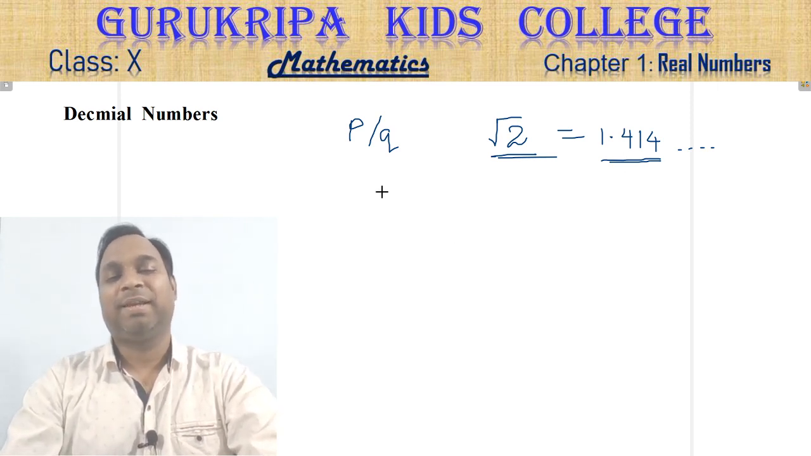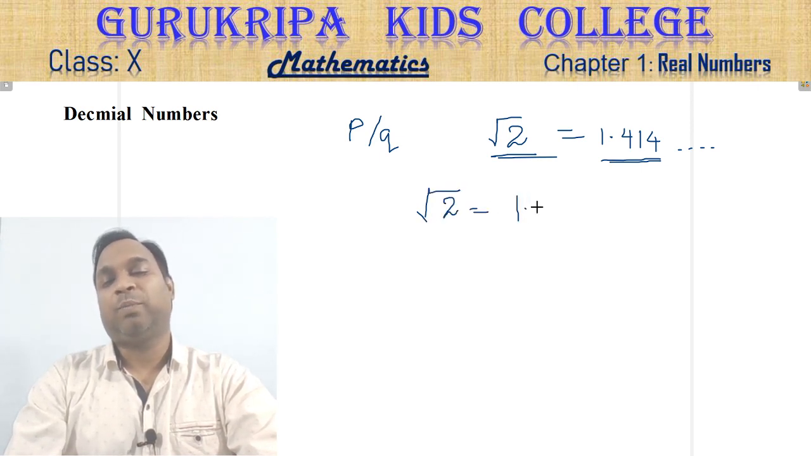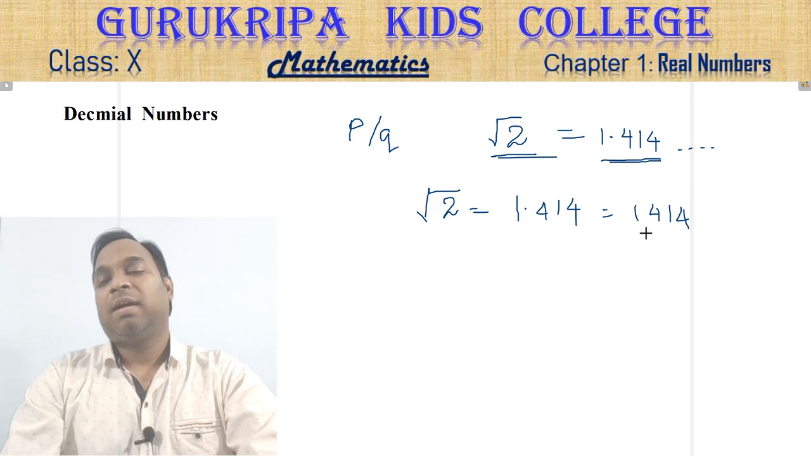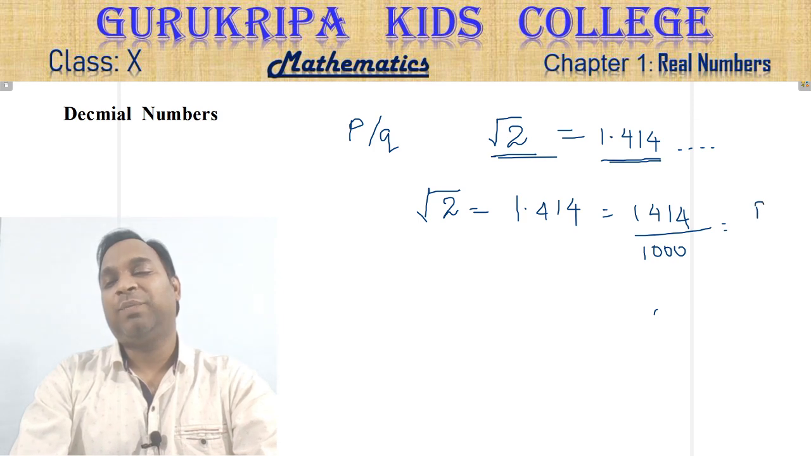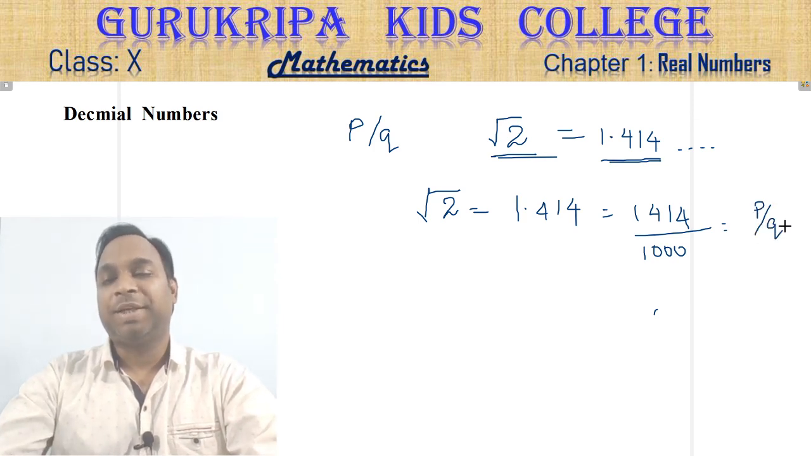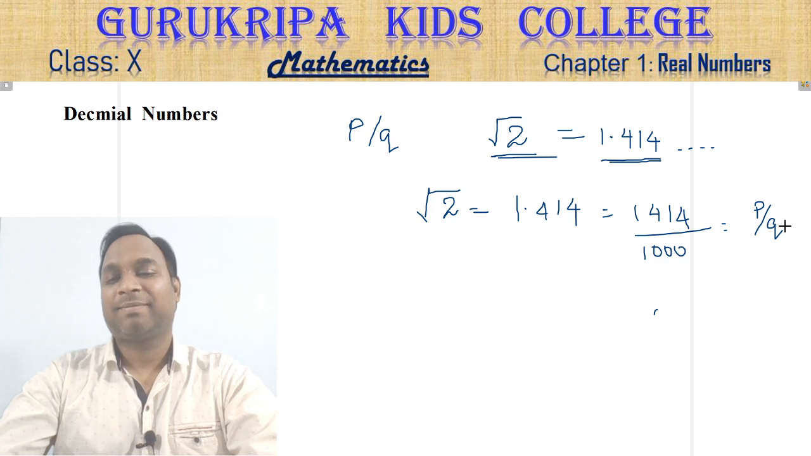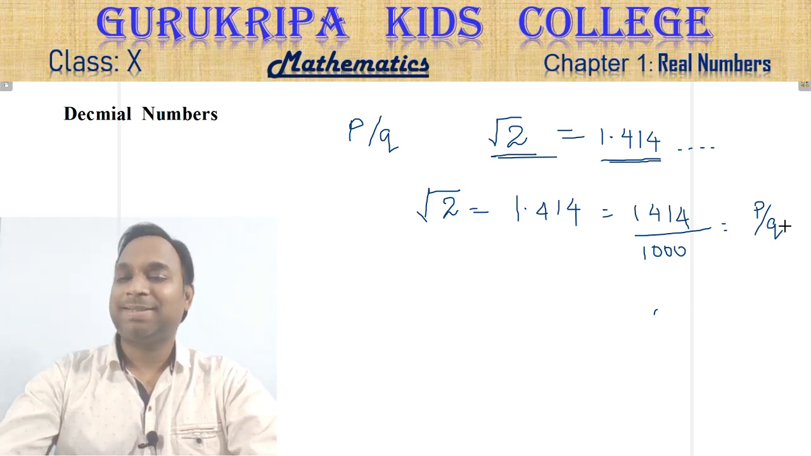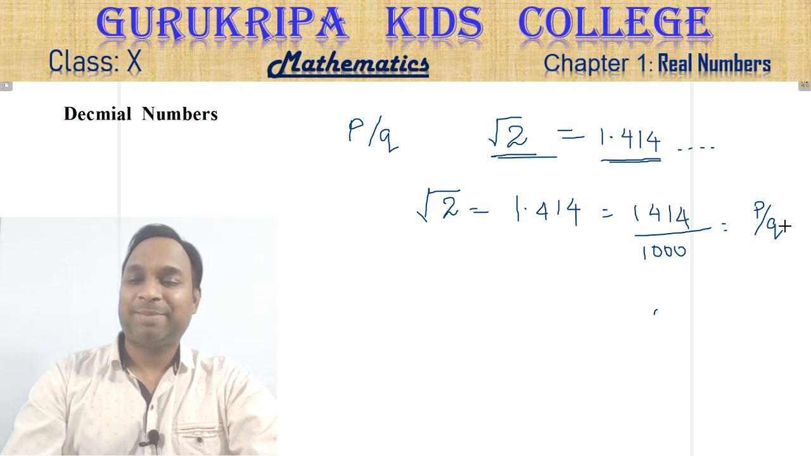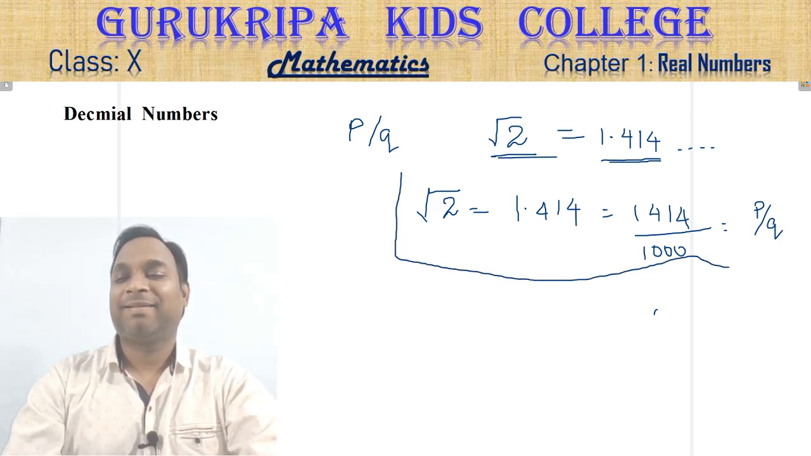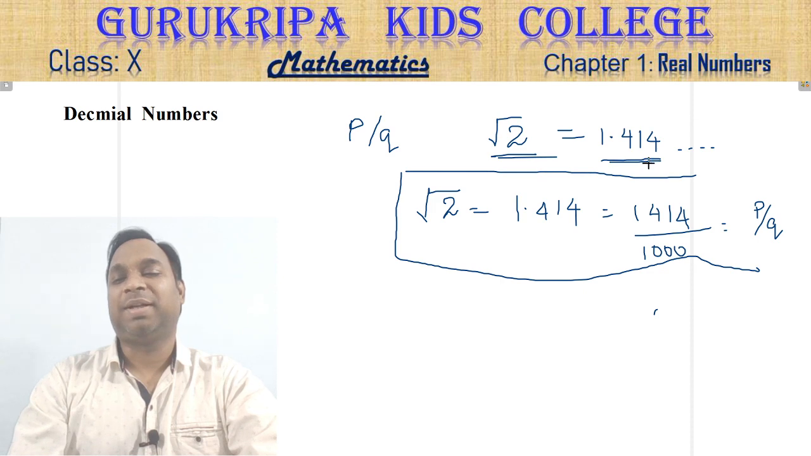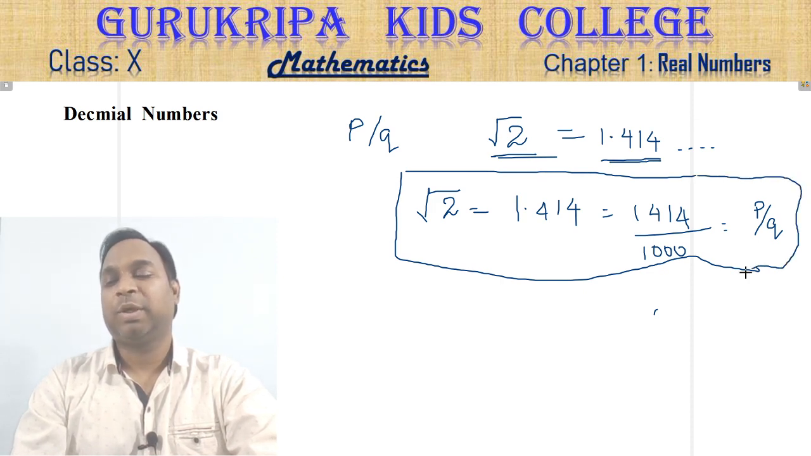Do you know that? If you say square root 2 is equal to 1.414, exactly 1.414, in that case what can you do? You can say it to be equal to 1414 divided by 1000, and this is the form of p by q, isn't it? Can that be possible? There is something wrong in this statement. So in this video we'll try to see what is wrong in this statement. We'll figure it out.